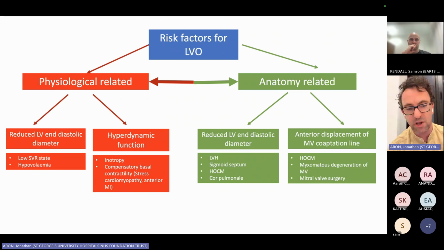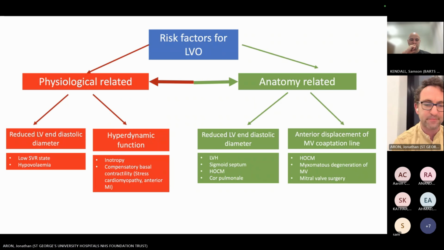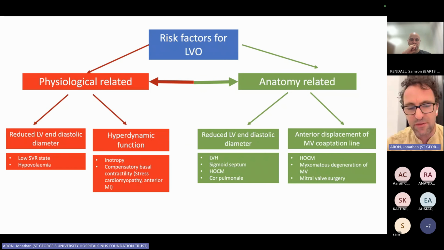And you can obviously induce the hyperdynamic state with uncontrolled inotropy. There's also certain conditions where, if you take out the apex of the heart for whatever reason, the base becomes hyperdynamic and tries to maintain overall ejection by shifting the bit of the heart that actually works. The two very common examples are an anterior MI, which takes out the LAD, so the apex doesn't work, but the base is maintained as long as it's not too proximal, and of course a stress cardiomyopathy. So both these things take out the apex, the heart tries to compensate, and the base becomes hyperdynamic. And we'll talk about that particular situation in a moment.